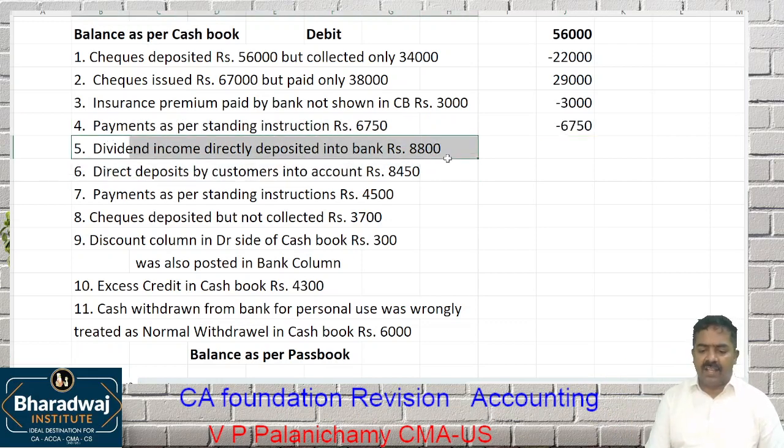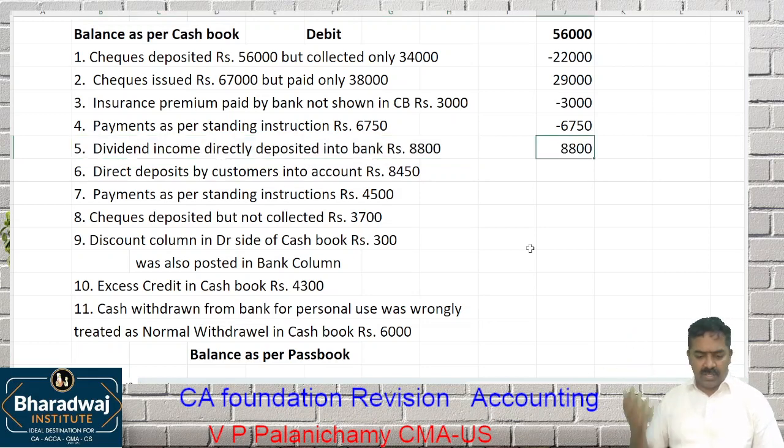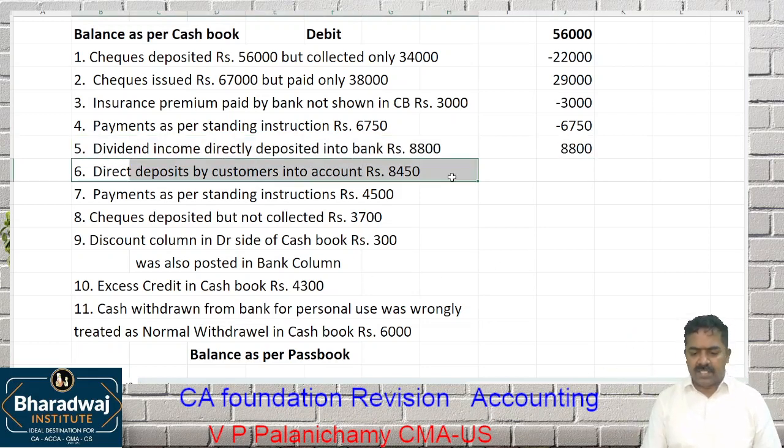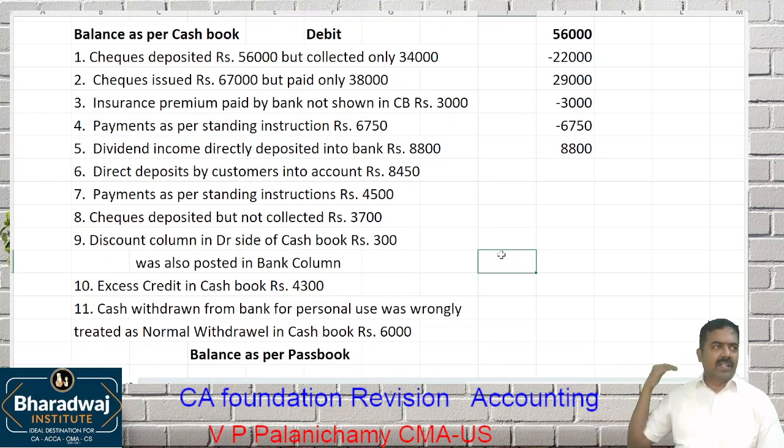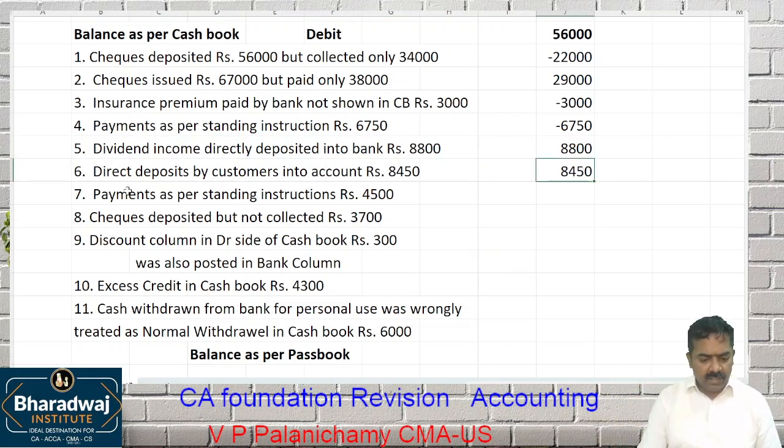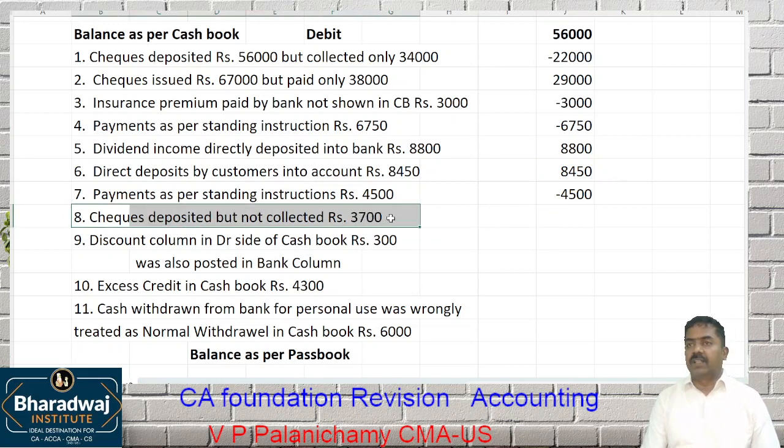Dividend income directly collected by the bank. The bank collected it and they have added, so let us also add it. Direct deposit by customers into the bank account. The banker has added, so let us also add it. Payment as per standing instruction, same, minus 4,500.